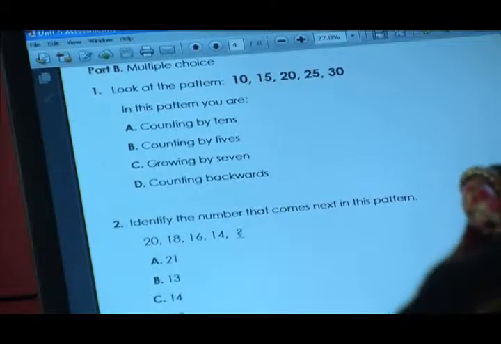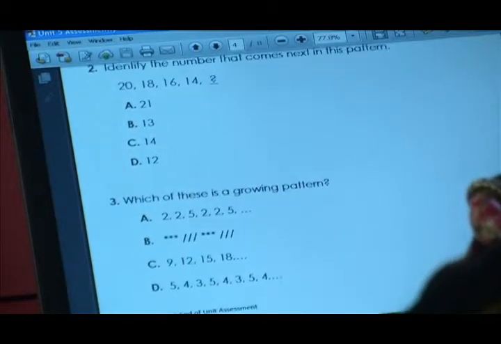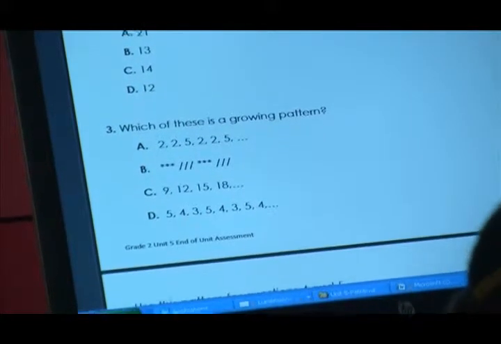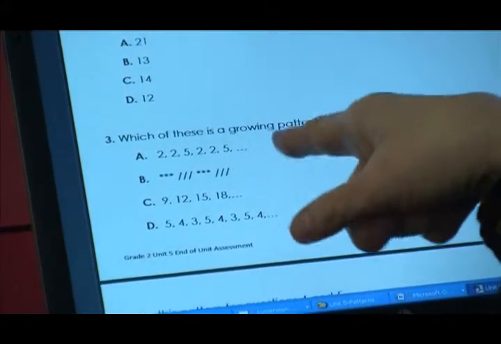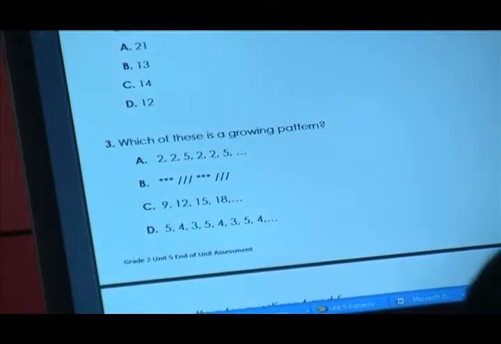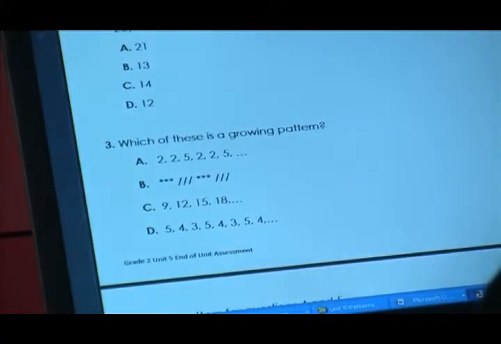What's 3? Which of these is a growing pattern? Oh, wow. My goodness. Look at B. I don't remember this from last year. Yeah. This is new. That's a good question. That's a hard question. Why do you say it's a good question, Teresa?